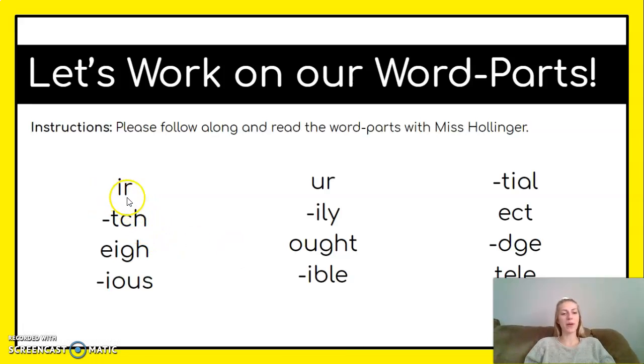Now remember, I'm going to put my cursor underneath each word part. And as I do the signal, I would like you to make the sound and make sure to listen for Miss Hollinger's voice as I will be saying the correct pronunciation. Okay, let's begin.